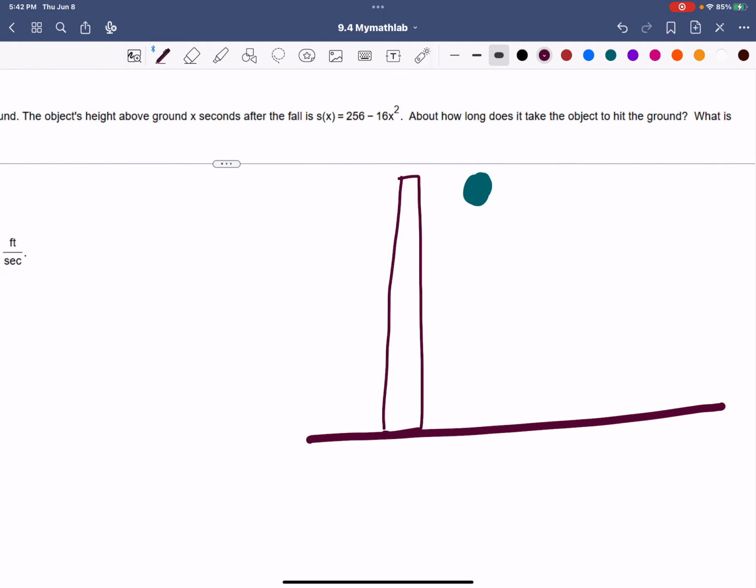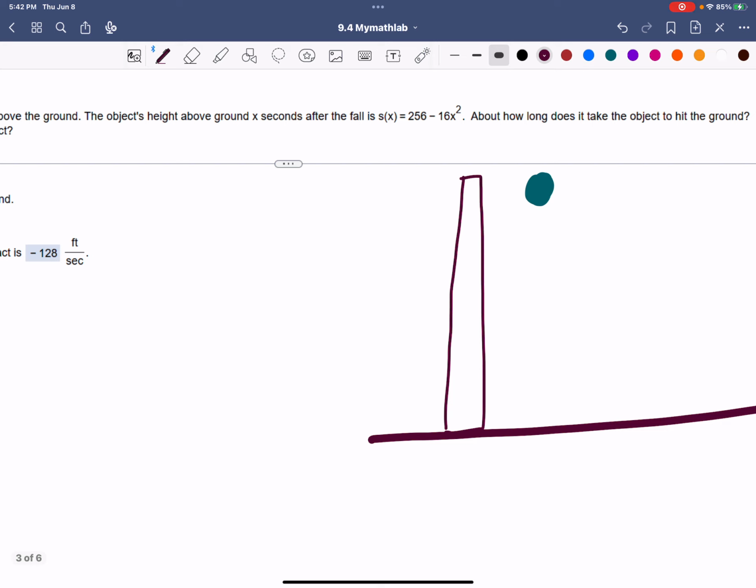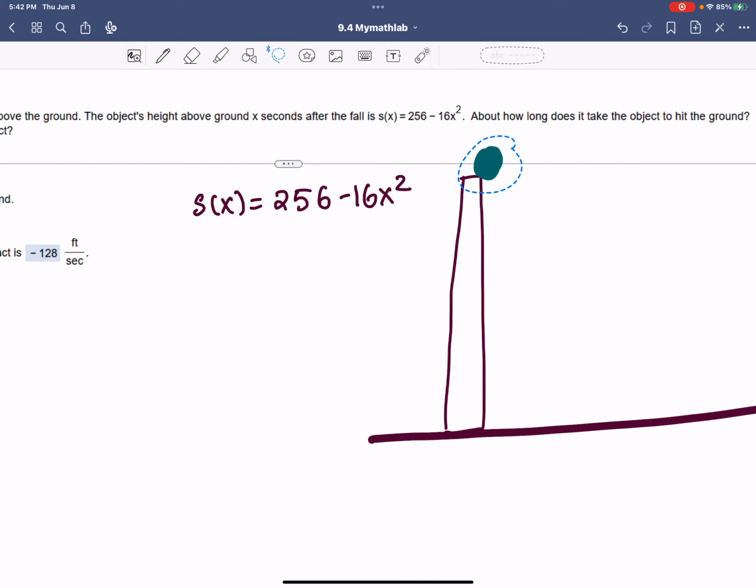The object's height above the ground is given by s of x is equal to 256 minus 16x squared. So this height, as you see, right here, and here, and here, and here, is represented by this equation, s of x is equal to 256 minus 16x squared.